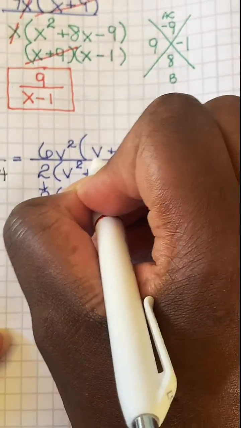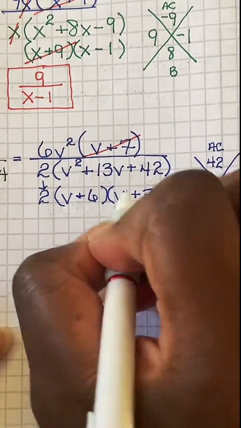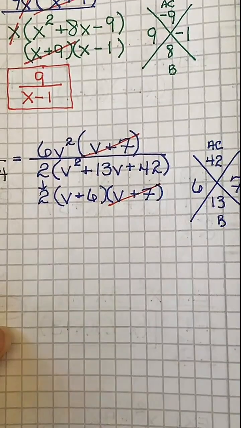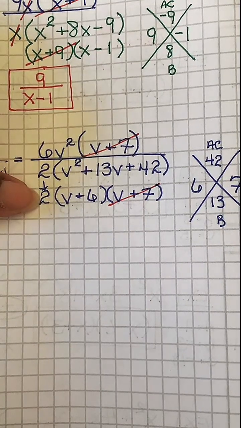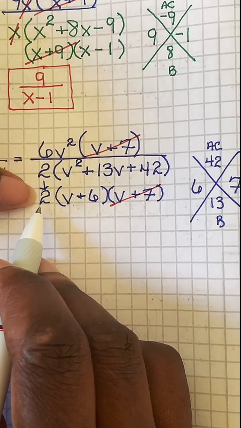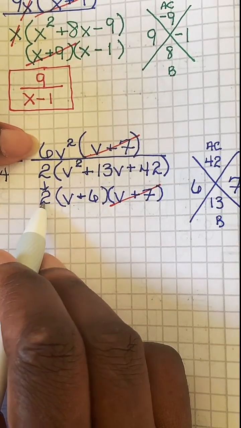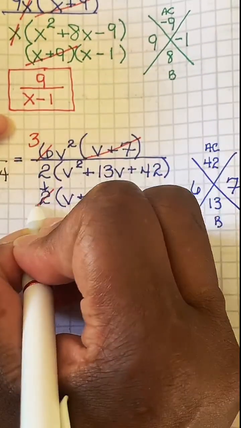Okay, so we got some common factors. So we have our v plus 7 and our v plus 7, they cancel out. But then we got this 6 and this 2. They're common. They're leading coefficients. We can do something with that. We can actually divide that. That will give me a 3. This will give me a 1.